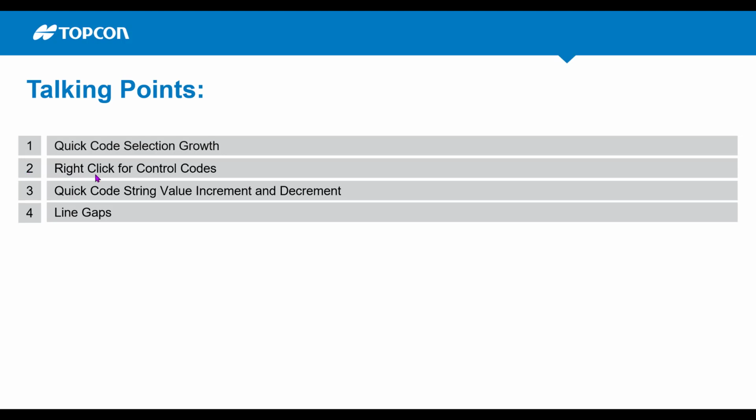Then also in the topo screen, when you right click on a quick code, you bring up control codes, and in that there's a couple of additions. One is to increase and decrease the string values that are in that list, which you don't have in the old way. And also we've added line gaps to strings.